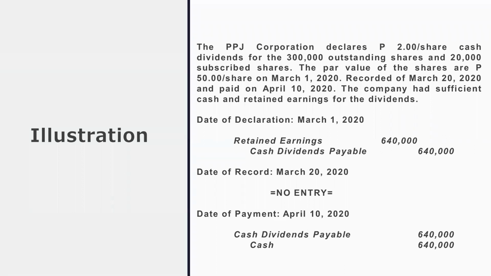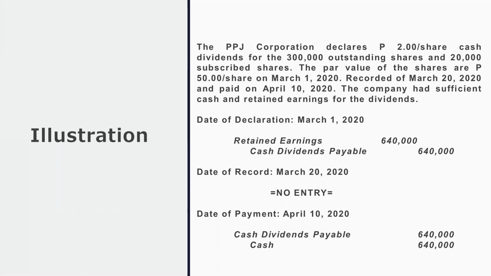So we have here an illustration for the cash dividends. So the PPG Corporation declares 2 pesos per share cash dividends for the 300,000 ordinary shares and 20,000 subscribed shares. So the par value of the shares are 50 pesos per share on March 1, 2020. Recorded on March 20, 2020 and paid on April 10, 2020. So the company has sufficient cash and retained earnings for the dividends.